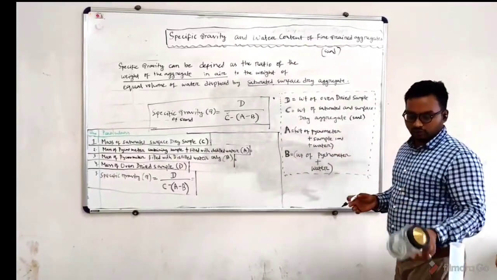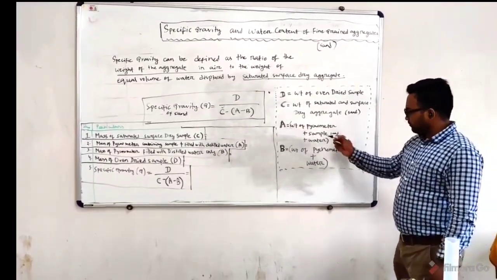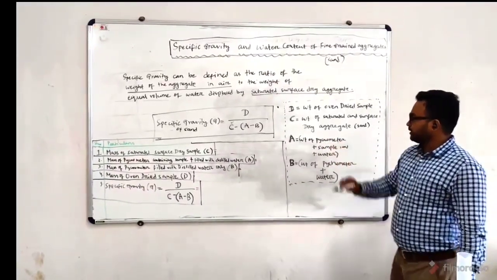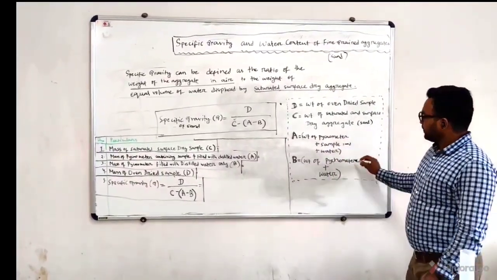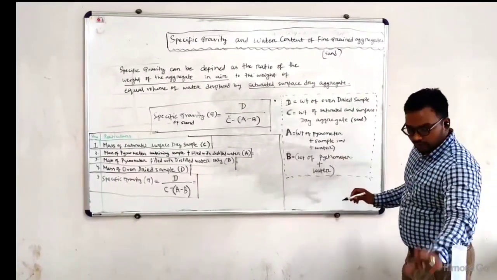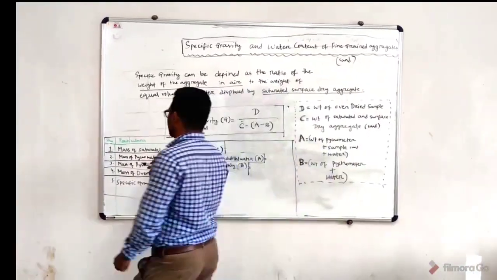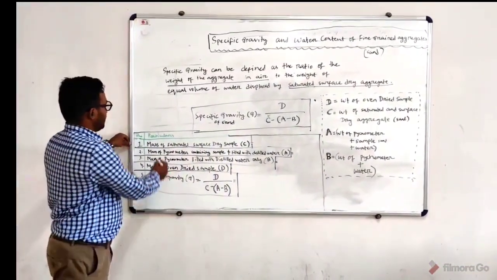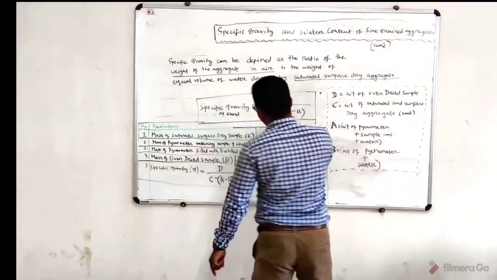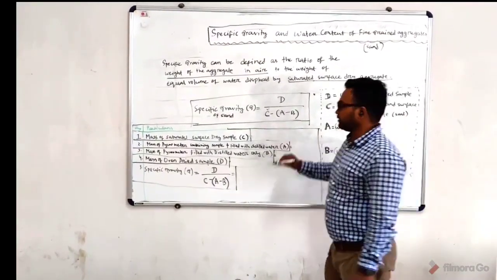We will go into detail and know the detailed procedure. But for now, know this. Weight of pycnometer plus sample plus water is A. B is equal to weight of pycnometer plus water. Pycnometer plus water, no sample is there. Then we will have a tabulation like this. Mass of saturated surface dry sample, what is it? We will take it as per our own convenience. Generally it is taken as 500 grams.